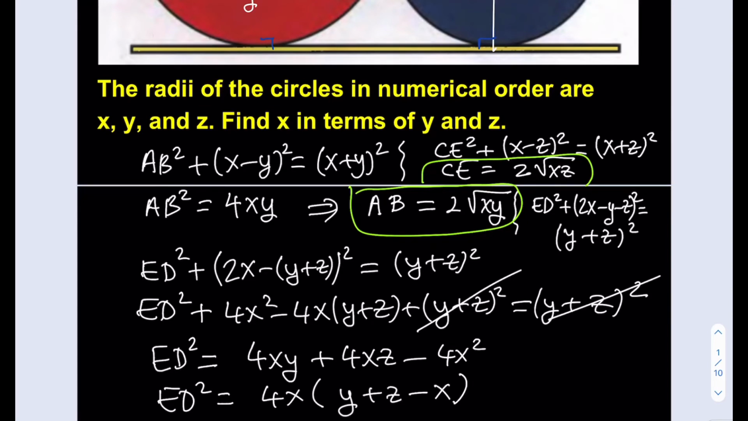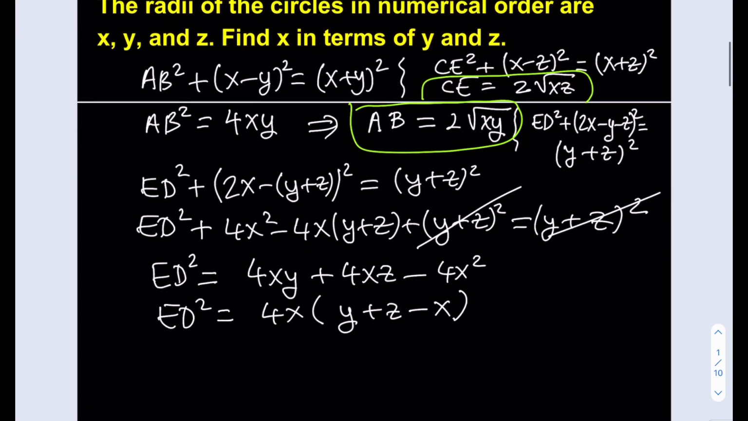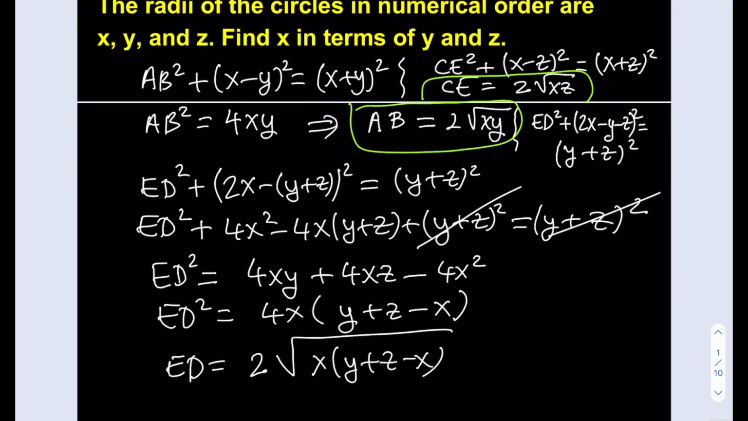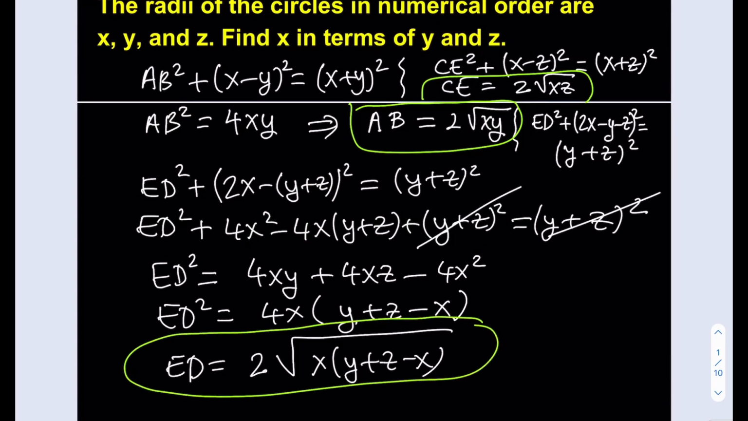From here, ED would be the square root of that. Let's write that down: ED would be 2 times the square root of x times the quantity y plus z minus x. So that's going to be the third expression that I need.